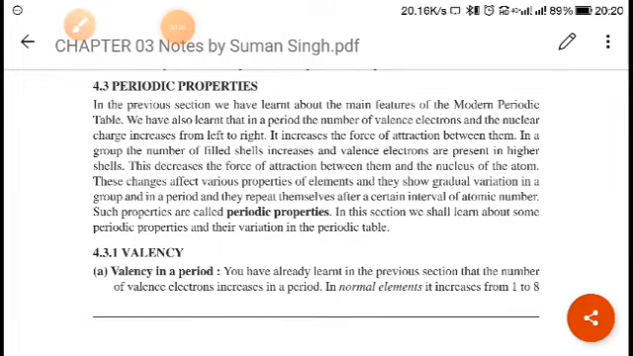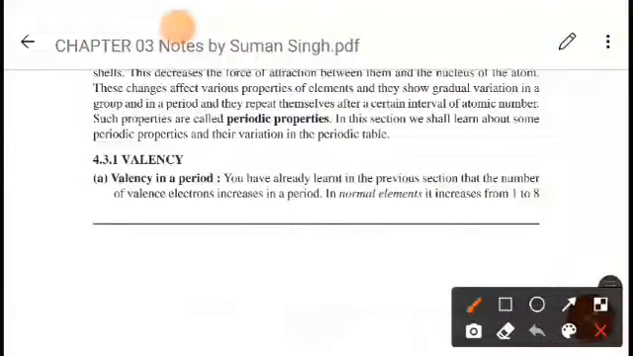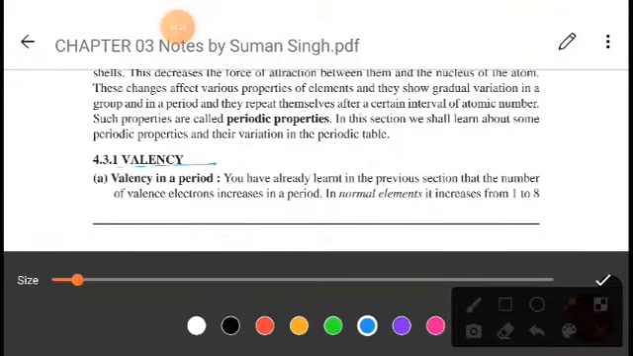Myself Suman Singh. So in the last class we discussed the modern periodic table. Today we will discuss periodic properties. In periodic properties, first of all we will discuss valencies. So what is valency?